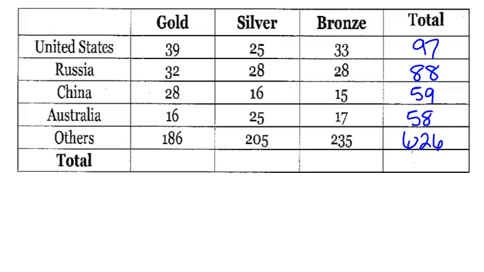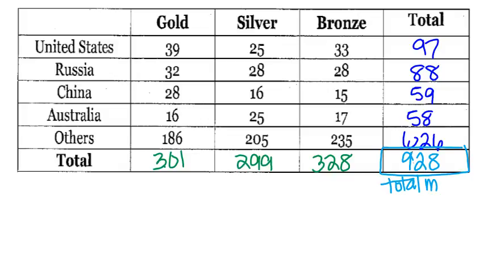Then we can add up all our columns. So now we're going to add up all the golds. So all the golds, there were 301 golds, 299 silvers, and 328 bronze, for a grand total of 928. Remember, this is the total medals of all the countries. Total medals all together.